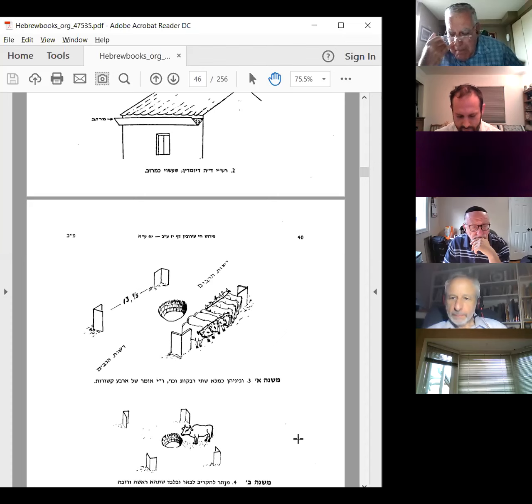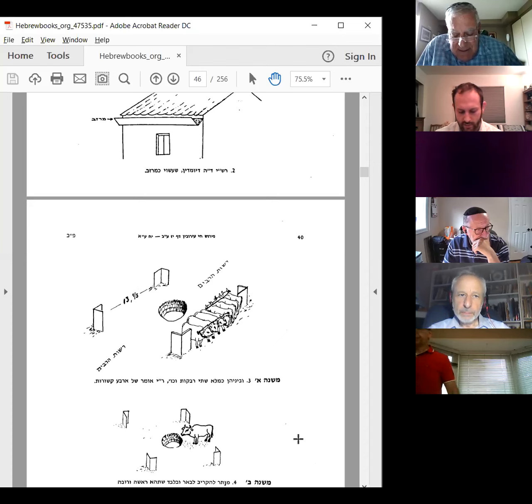Okay, so mutar l'hakriv leve'er. So you're allowed to get closer to the well, bilvad shetahei par rashab rabah b'fnim v'shota. Okay. And so if it turns out, how is the animal allowed to drink?